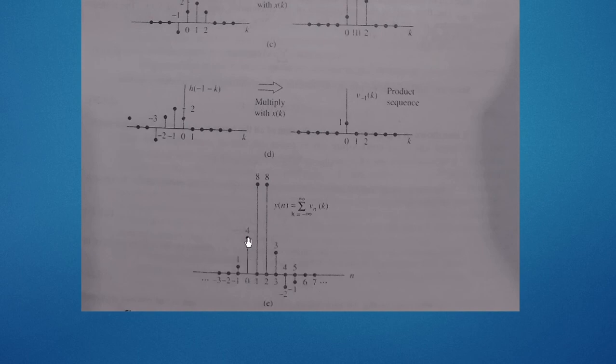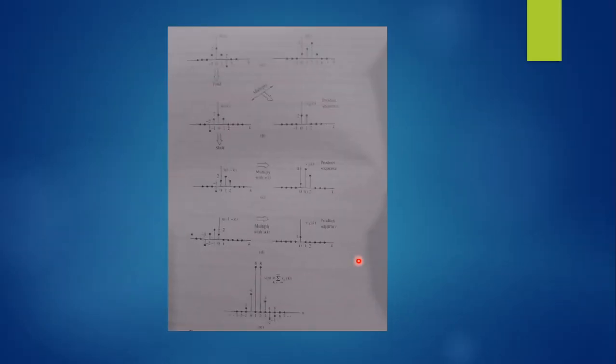At 0th, this value is 4. At 1, its value is 8. At the 2, its value is 8, and so on. You get the values at the 5th as minus 1, 6, 0, 7, 0, and you need not compute further. You need not shift the HK further. Similarly, on the other side, it is shifted by 1, minus 1, it is 1, this is 0, this is 0. You are getting the zeros, so you need not compute any further components. So this is the way to compute the convolution.